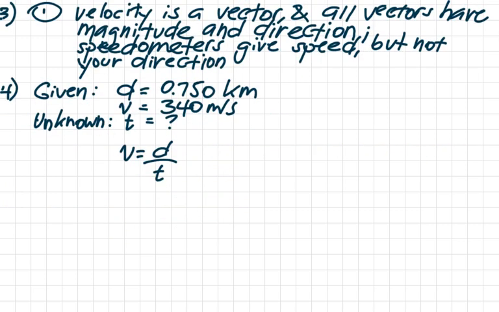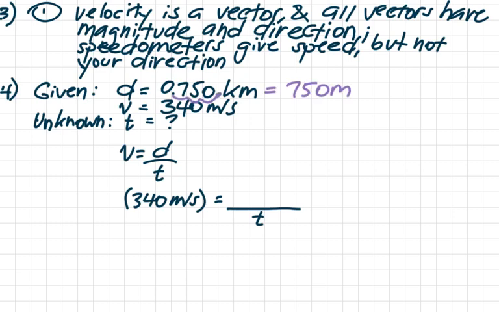Remember to write the equation first, then we put the numbers in with their units. Now there is a twist to this otherwise simple problem. They gave the distance in kilometers, but the speed is in meters per second. I'm going to have to convert the kilometers to meters. 1 kilometer is 1,000 meters, so 3/4, 0.75 kilometers, is 750 meters.